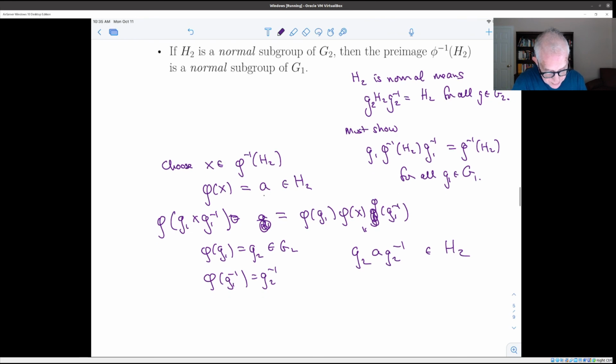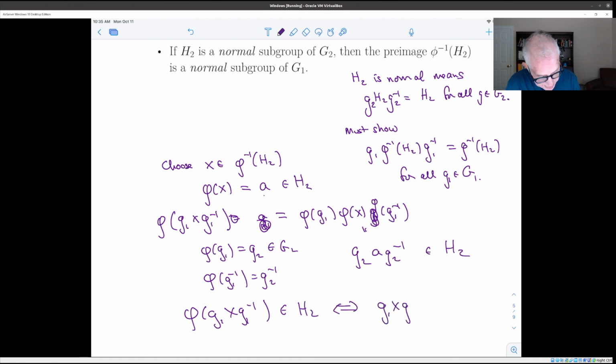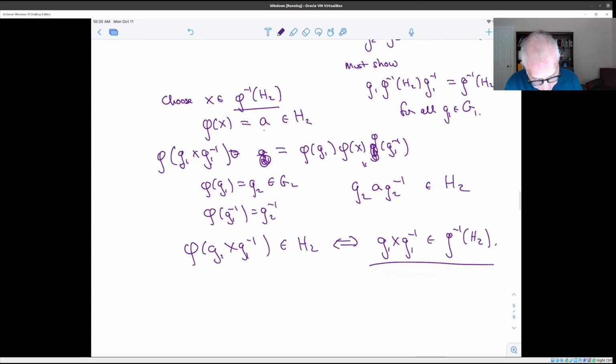In other words, we just showed that phi of G1 X G1 inverse is in H2, which is the same thing as saying that G1 X G1 inverse is in phi inverse of H2. In other words, we proved that if you take any element of phi inverse of H2, hit it with any G and G inverse on opposite sides, the result is still going to be an element of phi inverse of H2. And that means that phi inverse of H2 is normal.